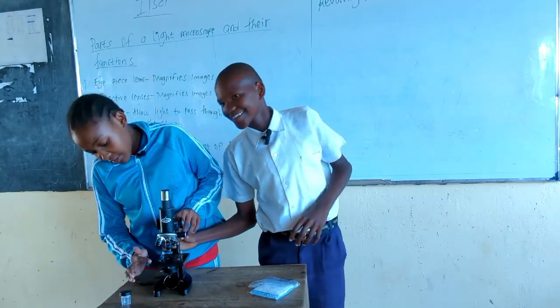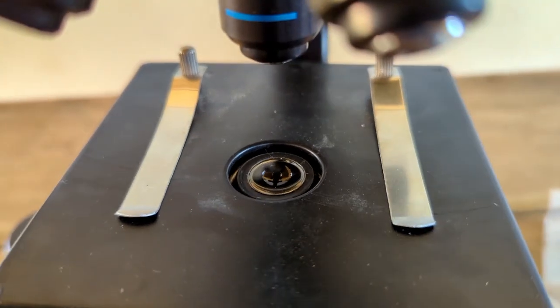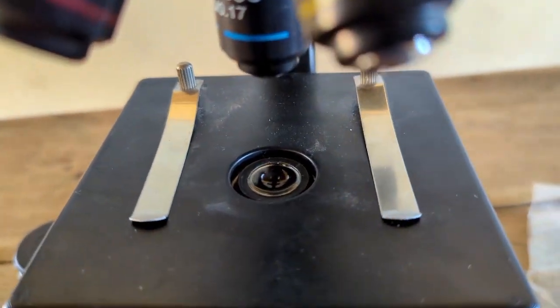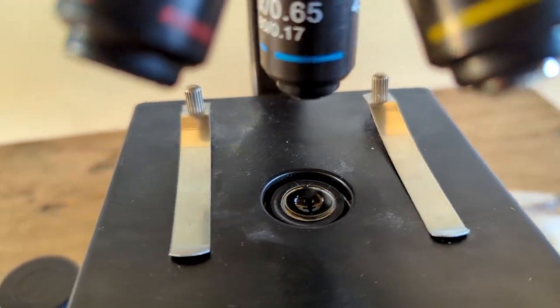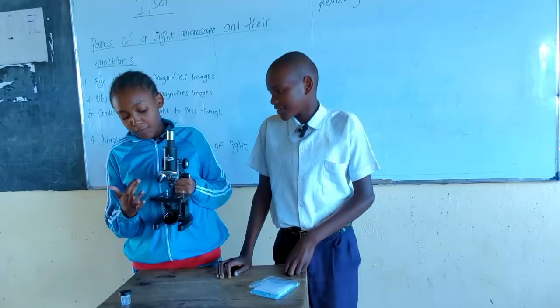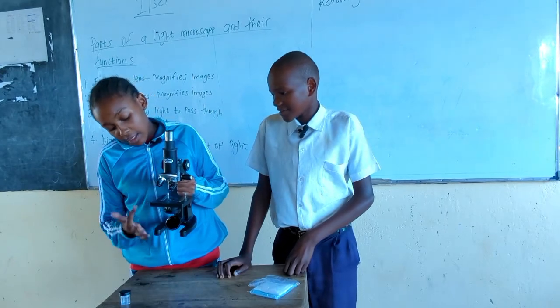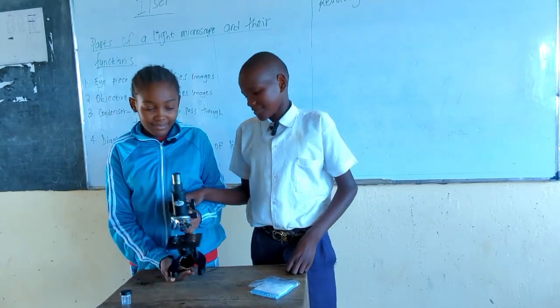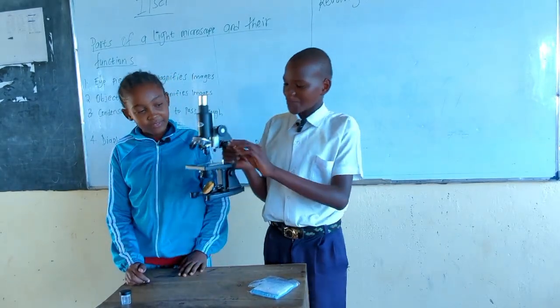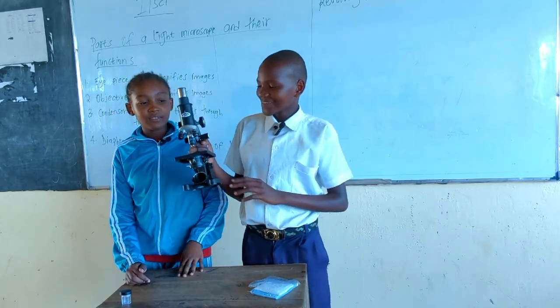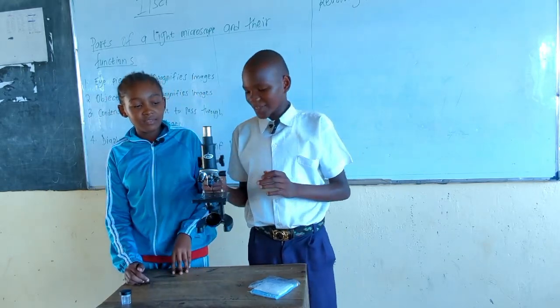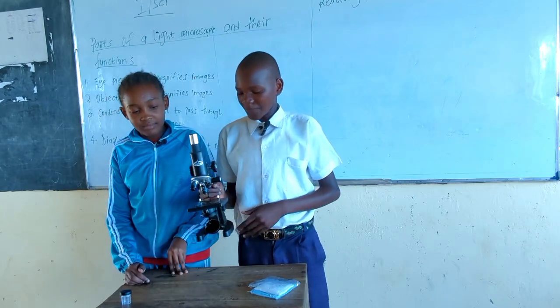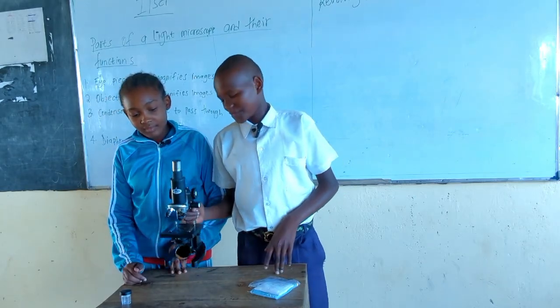And there are also these little things, if you have seen, these are called clips. The clips hold the glass that you use to view the specimen, so that it can hold it in place so that you can place the specimen. And we have the fine adjustment knob. It is used to bring the specimen into fine view.